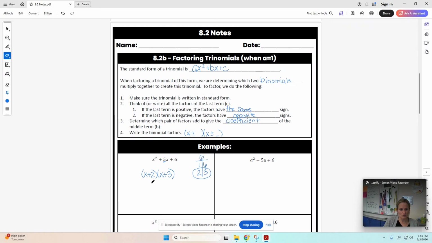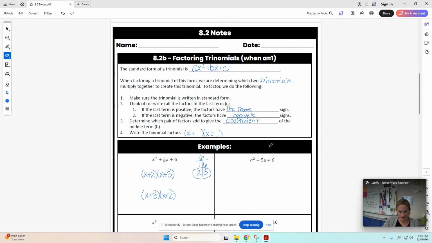If I double distributed this back out, I would end up with this same expression right here. One thing to note when you are looking at answer keys is that the order of these two binomials doesn't matter. I could write this as x plus 2 times x plus 3, or x plus 3 times x plus 2. The order doesn't matter because order doesn't matter in multiplication. That's our commutative property.